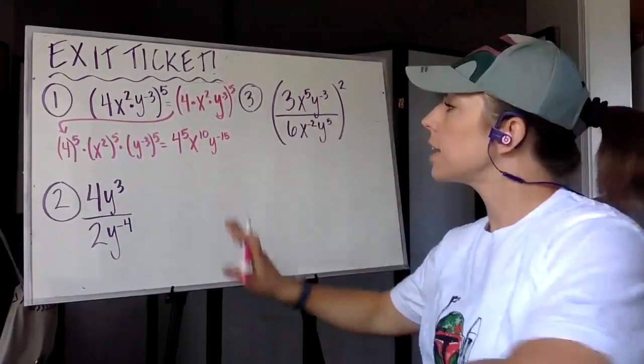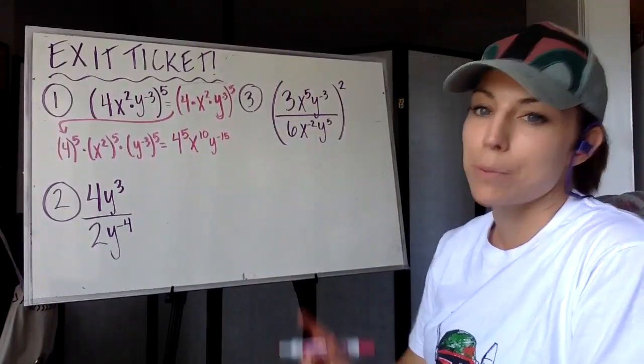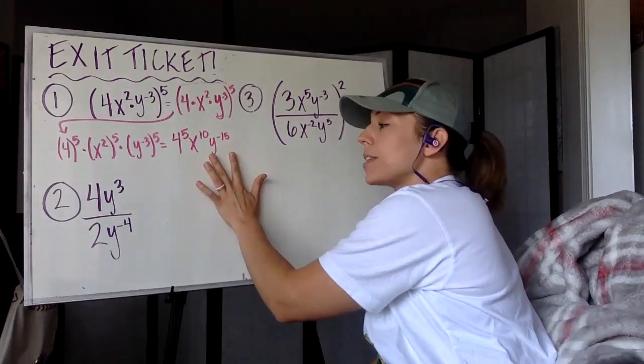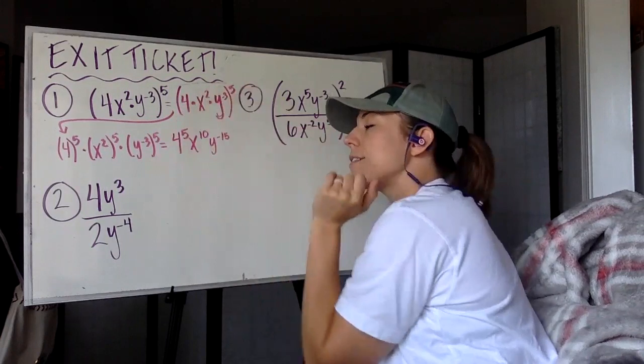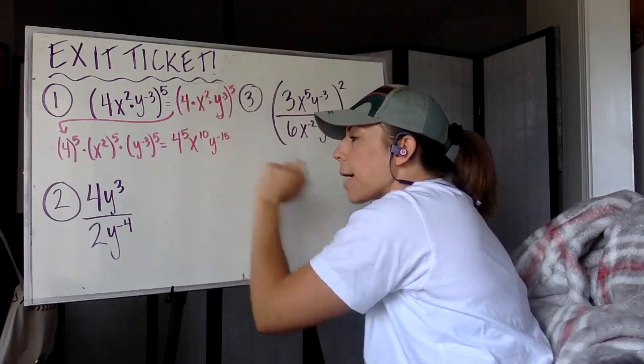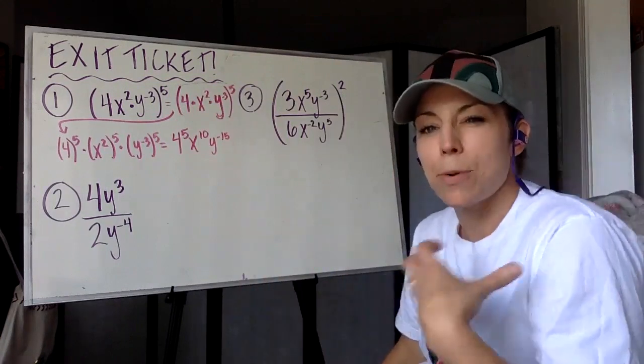Wrong. What's wrong here? Y is unhappy. Why is y unhappy? Because it has a negative exponent. We don't like negative exponents. Now, notice y is the only part that's unhappy here. 4 gets a positive exponent of 5. X has a positive exponent of 10. Y is unhappy. How do we make y happy? How do we make that negative 15, that negative exponent, a positive?